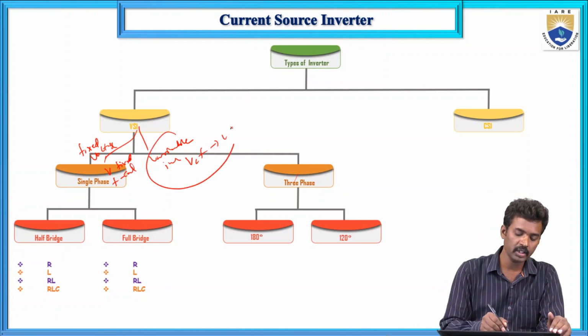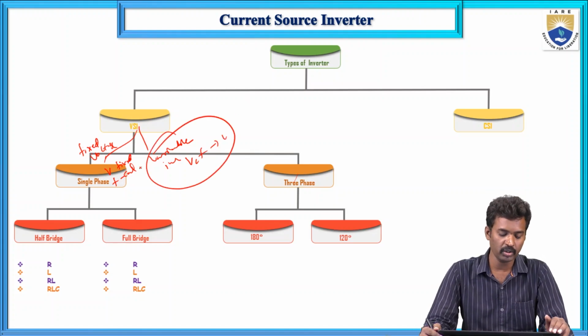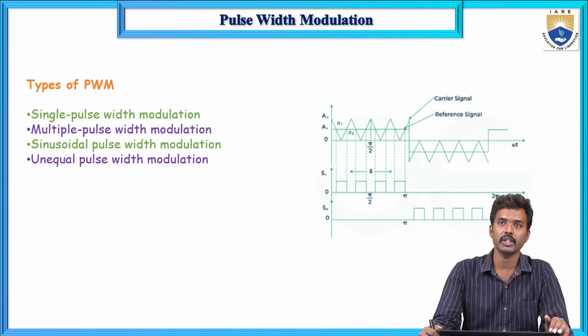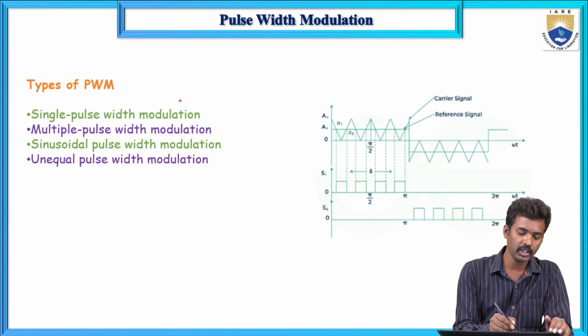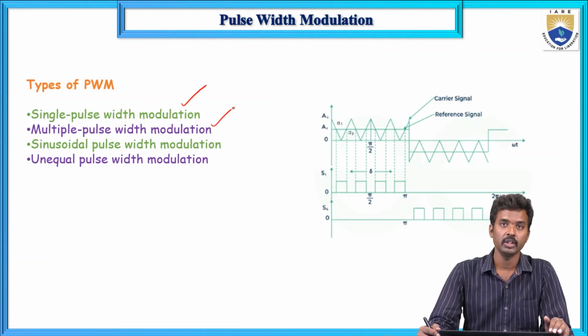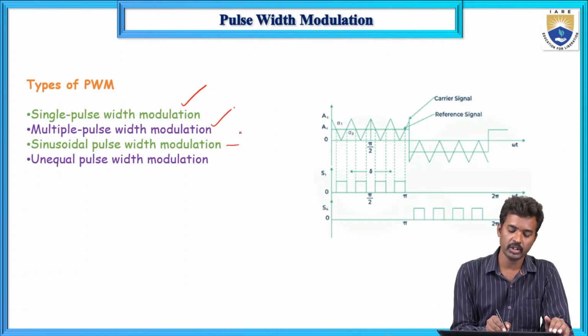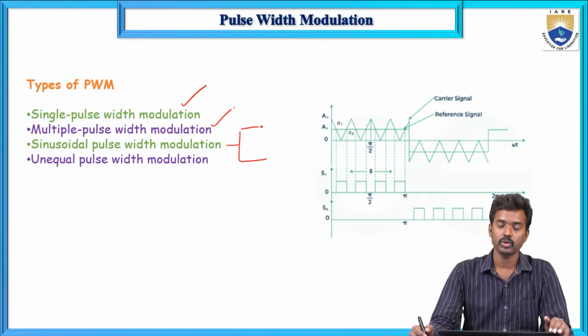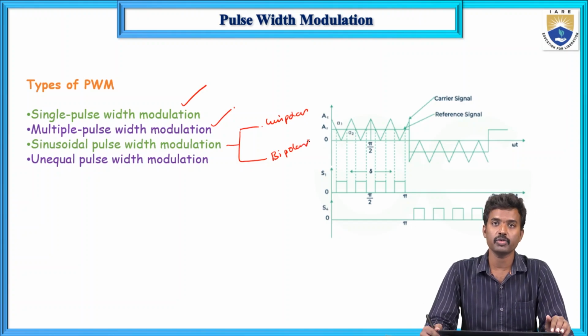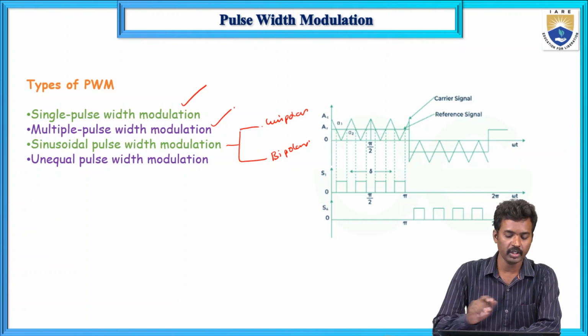Now this is the pulse width modulation technique. The pulse width modulation types are: first single pulse width modulation, multiple pulse width modulation, and sinusoidal pulse width modulation. In this again there are two types, unipolar and bipolar. Then unequal pulse width modulation. Each and everything I will explain.